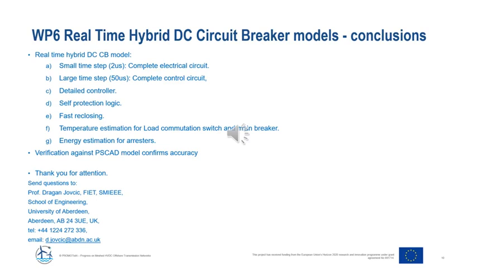As the conclusion from this presentation, the RTDS hybrid DC CB model is developed using a 2 microsecond model for the electrical circuit and a 50 microsecond model for the control circuit. A detailed controller is included, self-protection logic, fast reclosing, and temperature estimation for both the load commutation switch and electronics in the main breaker, and there is also energy estimation for the arrestors. We've seen that verification against the PSCAD model confirms good accuracy.